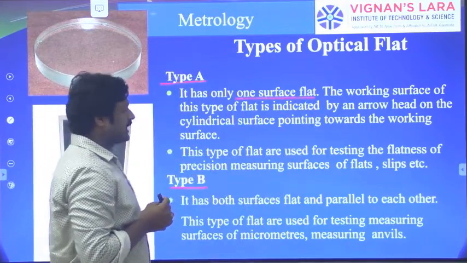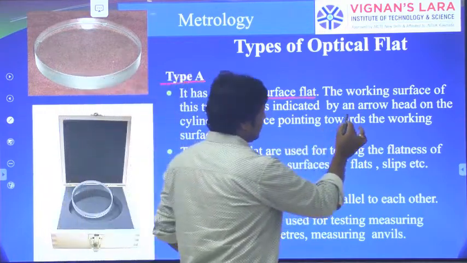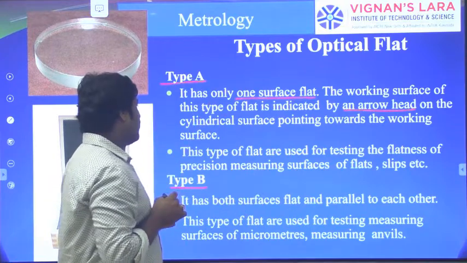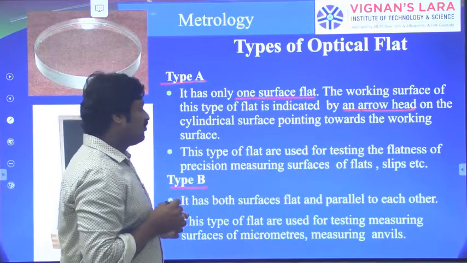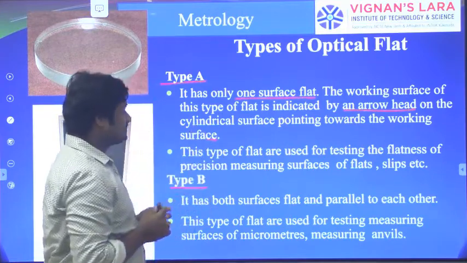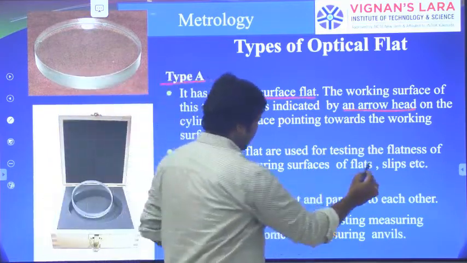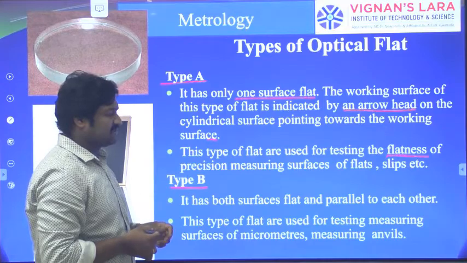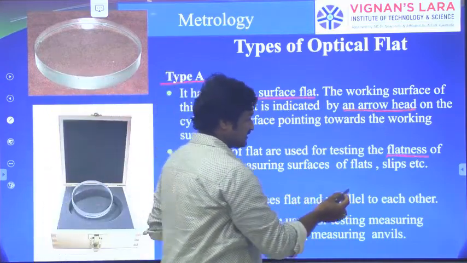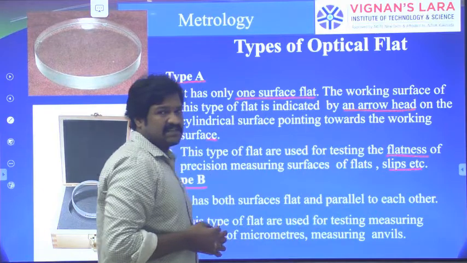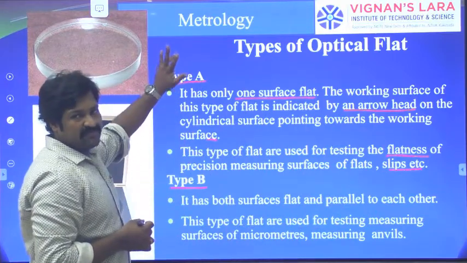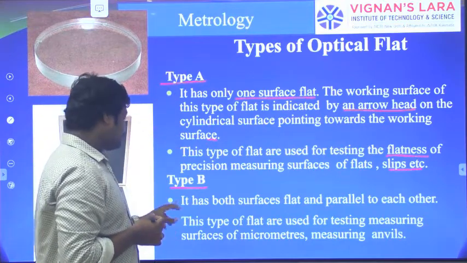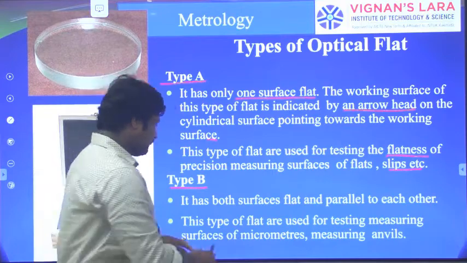The working surface of this type of flat is indicated by an arrowhead. On the top of the flat surface, an arrowhead will be marked on the cylindrical surface pointing towards the working surface. This type of flat is used for testing flatness of precision measuring surfaces of flats, slips, etc. For identifying the flatness of slip gauges, we use type A optical flats.